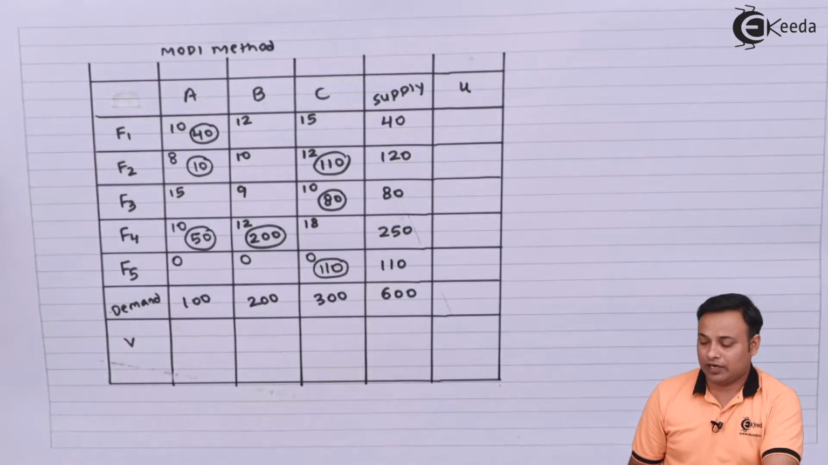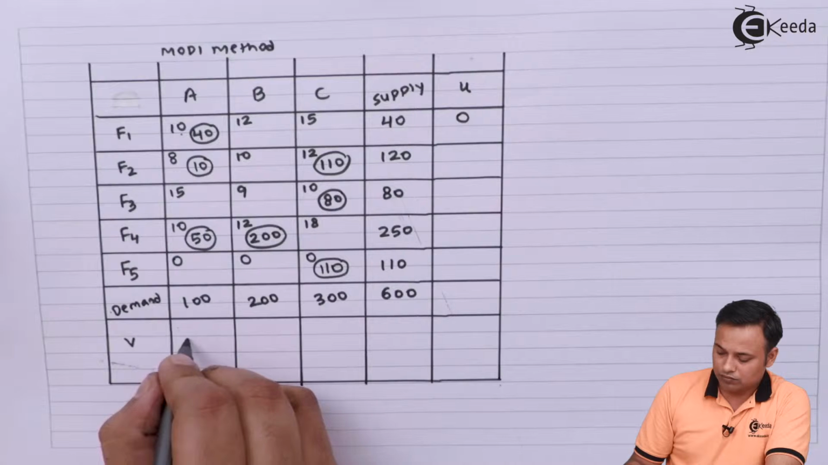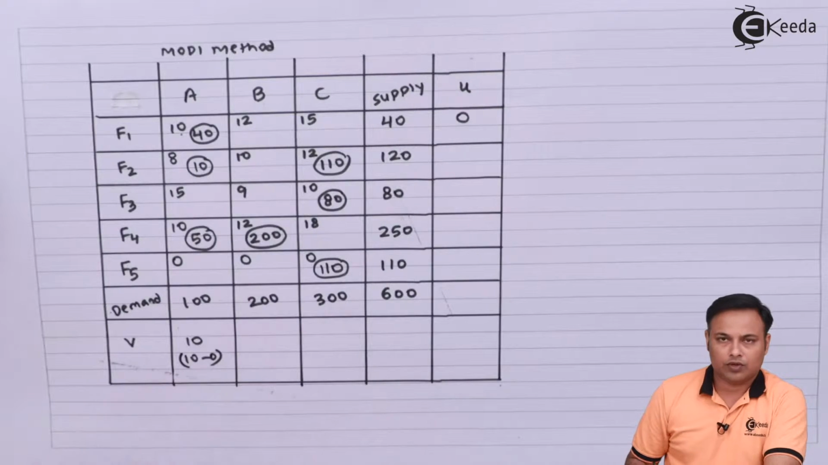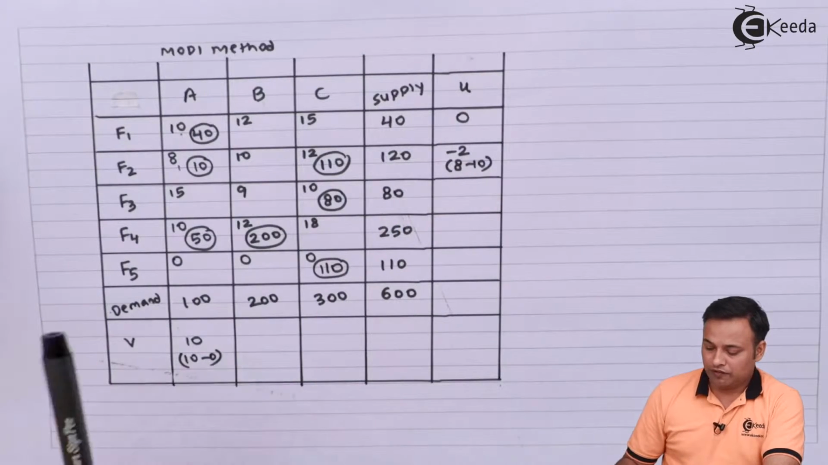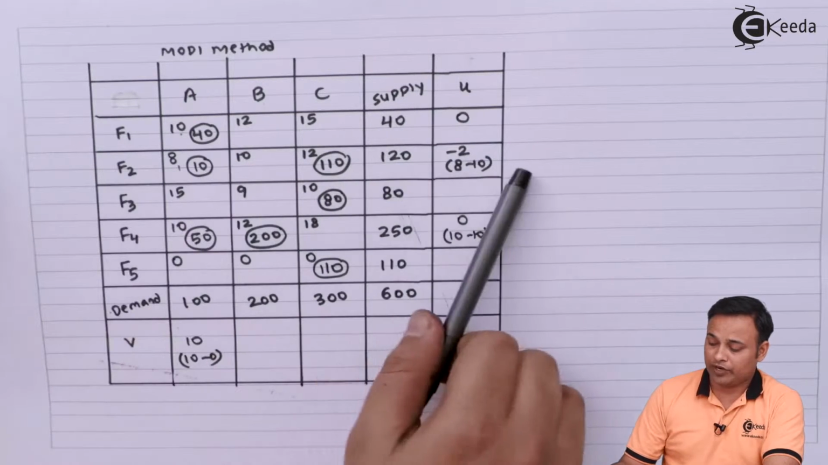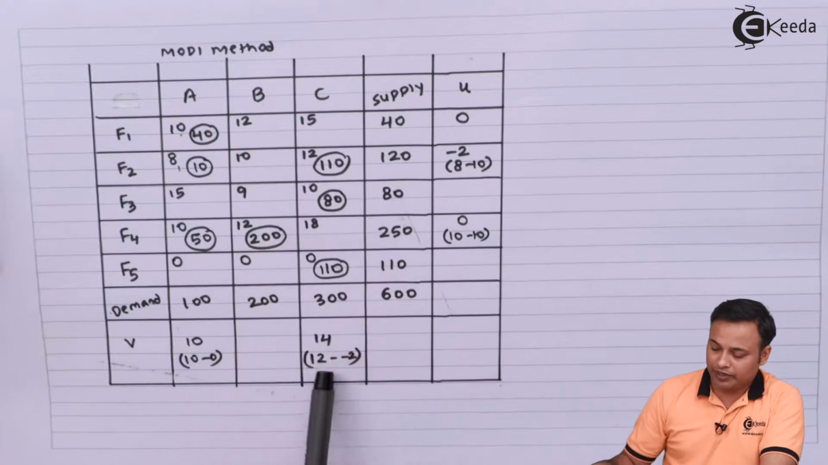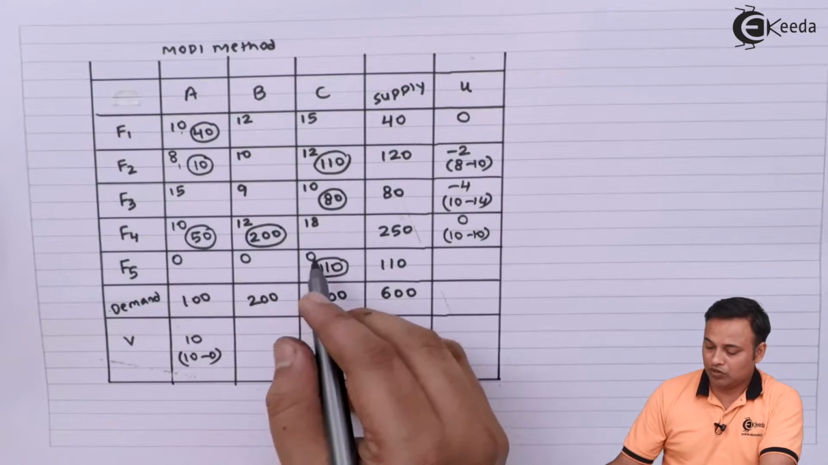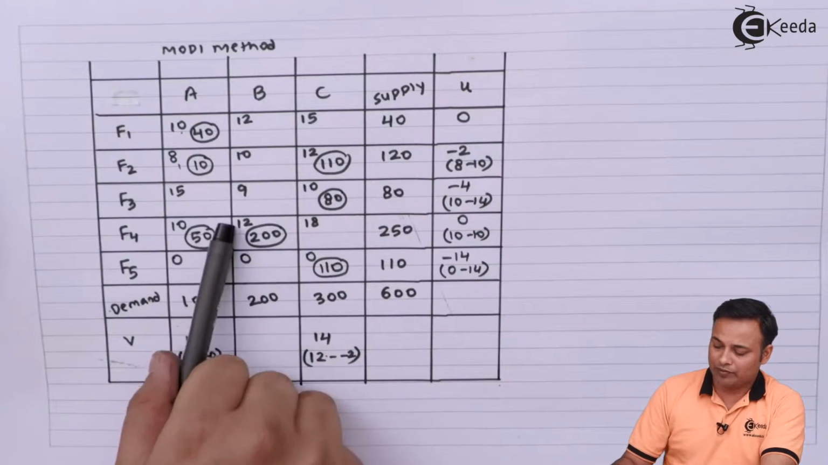I'll calculate the u and the v values. I'll put a 0 here. So 10 minus 4, 10 minus 0, it will be 10. In the first column, it will be 8 minus 10. In the first column, it will be 10 minus 10. In the second row, it will be 12 minus 2. In the third column, it will be 10 minus 14. In the third column, it will be 0 minus 14. And then in the second column, it will be 12 minus 0.